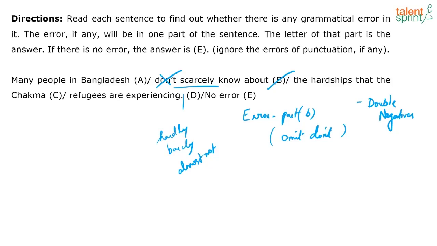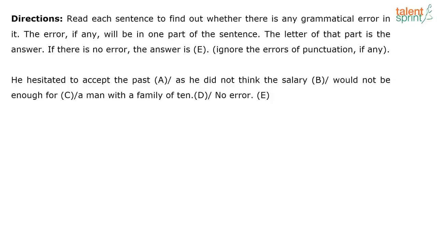I don't need that. He hesitated to accept the post as he did not think the salary would not be enough for a man with a family of 10. Have you been able to identify which part has the error here? Are you able to understand the context? There are just too many negative meanings unnecessarily. Because it already says in part B, he did not think the salary. Again, why do I need this not here in part C? It doesn't make sense, no? If I delete that, then the meaning is correct.